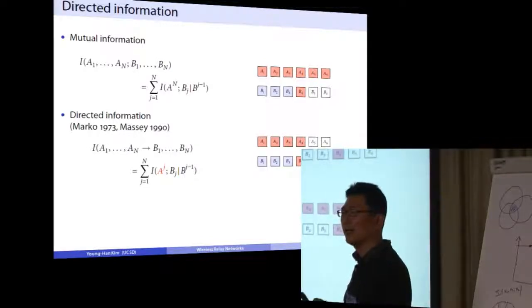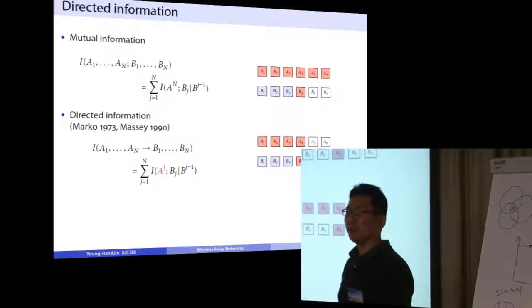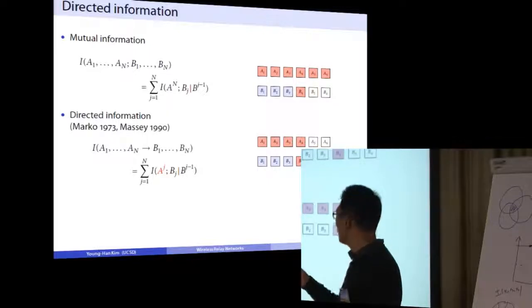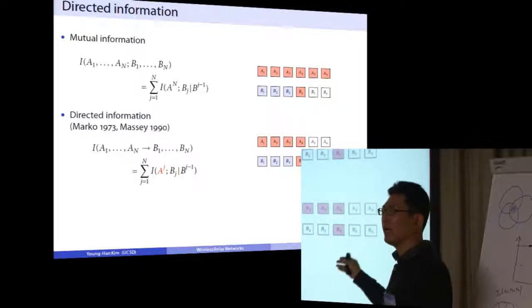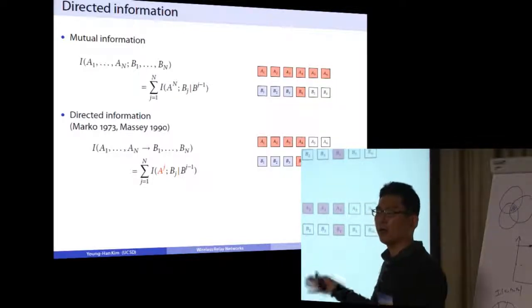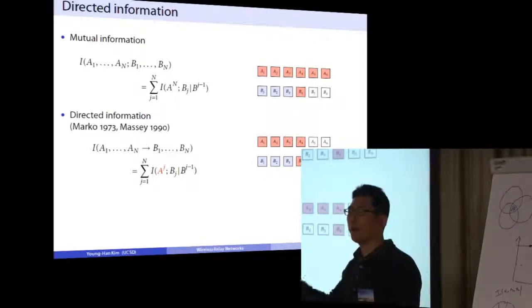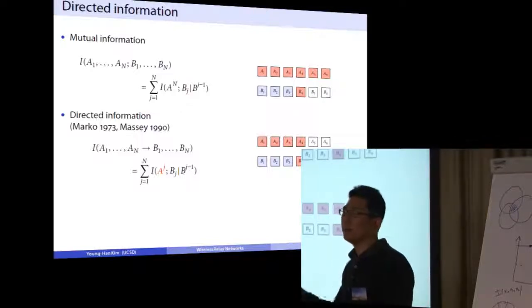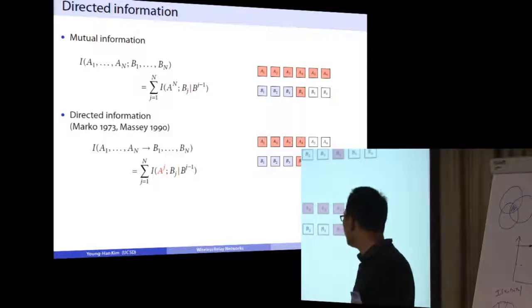Massey picked it up when he was trying to understand the effect of feedback in communication problems. He coined the term directed information as opposed to mutual information, which is symmetric between A sequence and B sequence. Now we have broken symmetry between A sequence and B sequence, and he used this to characterize the feedback capacity. I mean, he didn't quite characterize it. He found a very nice upper bound on the feedback capacity, which has been proven to actually be the capacity by many people, including Gerhard Kramer's earlier work, and several other papers on feedback communication.